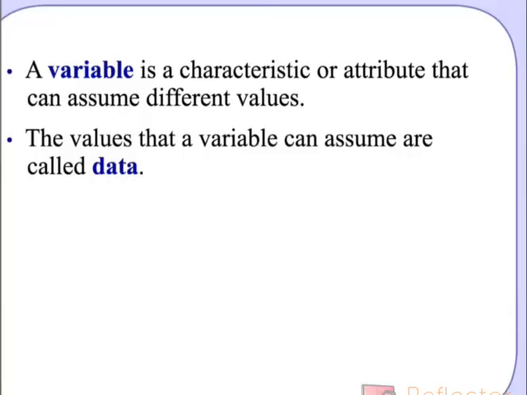Even such as in the college setting, different majors. If we want to analyze a major, the major is considered the variable, and the different majors are considered the data points. The values that a variable can assume are called data, such as, like I just said, the different types of majors. Nursing is a data point. Mathematics is a data point because those are different types of majors that we can have.